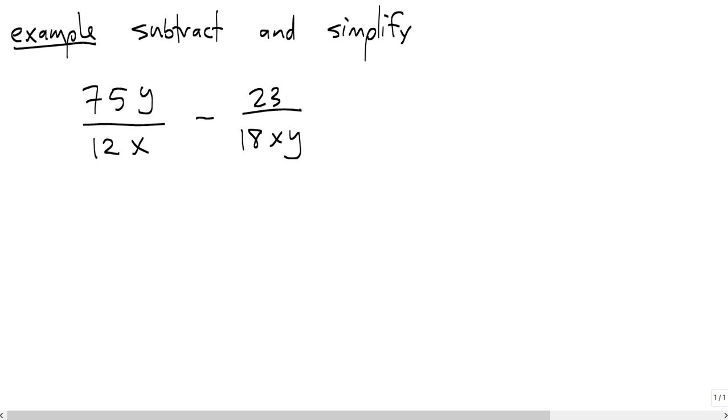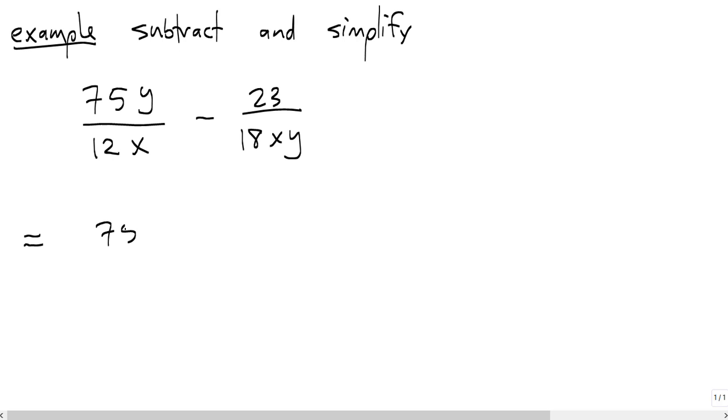Hey, now I'd like to give an example of finding a common denominator and subtracting or adding two fractions. Thought I'd start with something hideous and awful. Let us subtract and simplify 75y over 12x minus 23 over 18xy. Now, the trick that I would like you to learn is to start by sort of factoring the denominators.